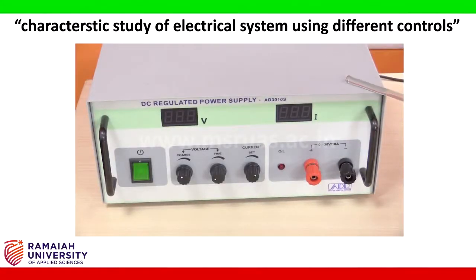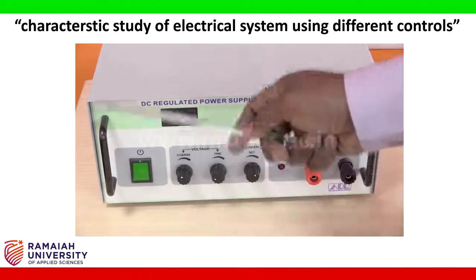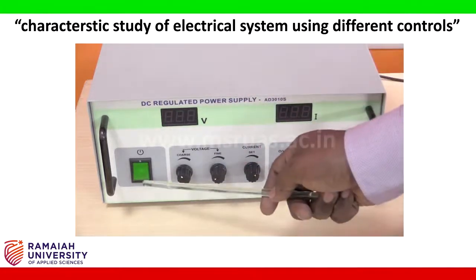This is a single channel variable DC regulated power supply which can vary output voltage from 0 to 30 volts, and the current it can supply up to a maximum of 10 amps. So this is a switch; if you want to start the supply, we can start by using this switch.